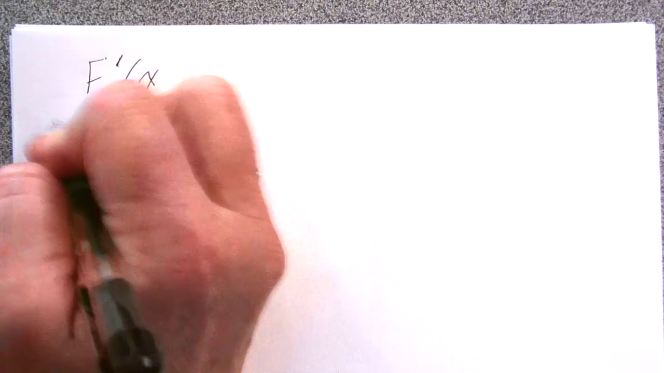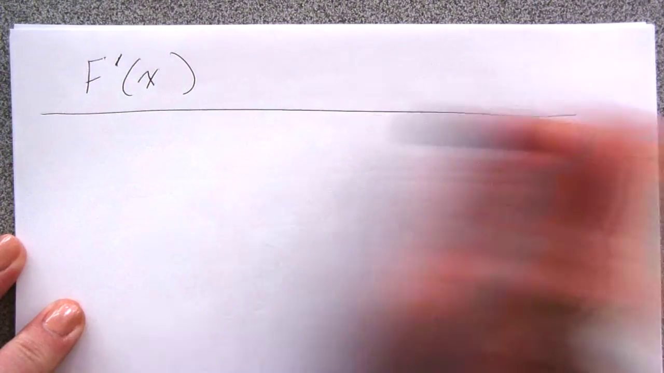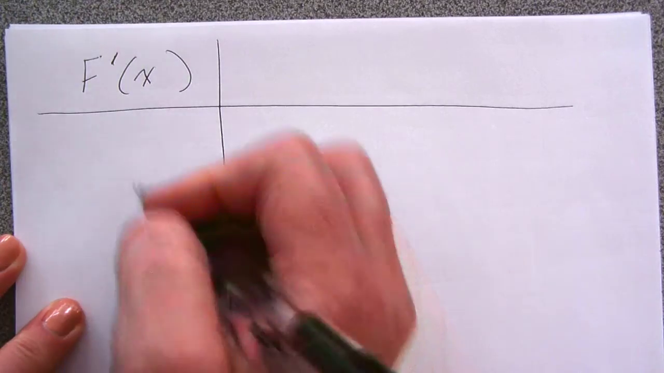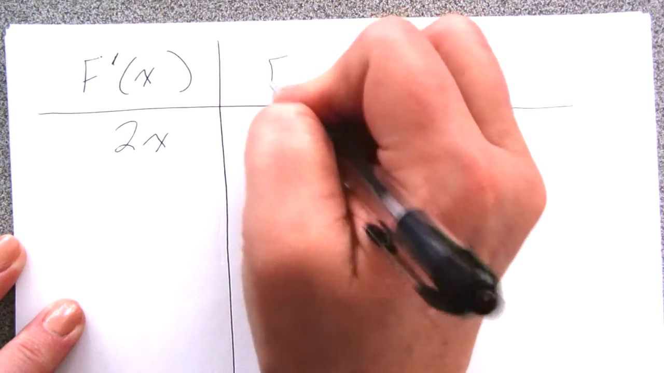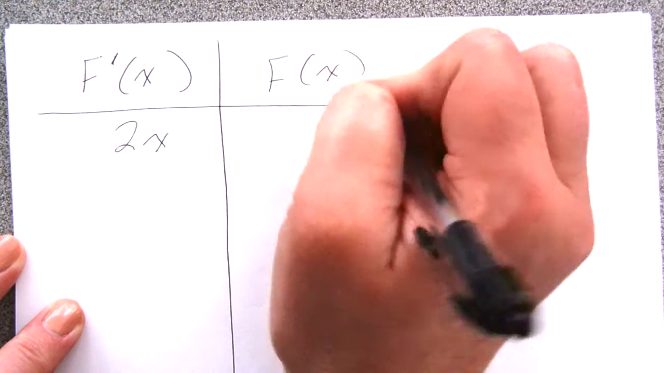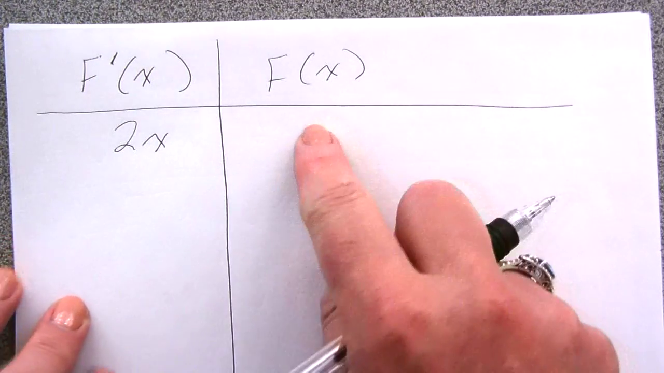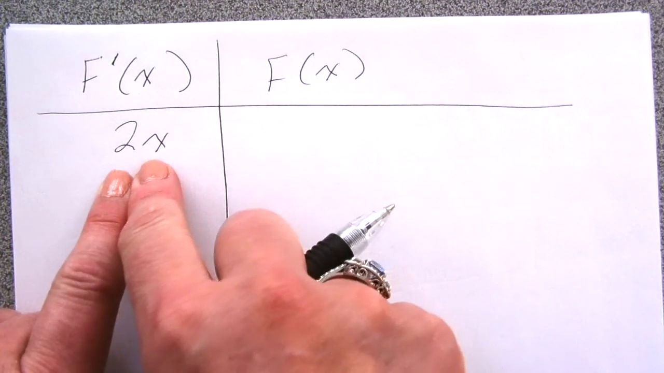Okay, so if the derivative is 2x, what is the function? What was the function in order for me to take the derivative and get that?